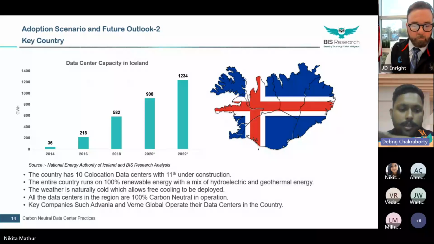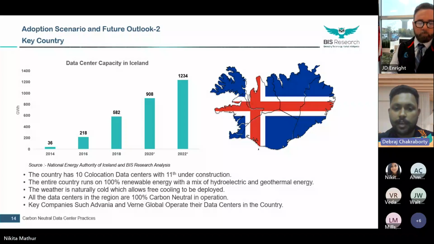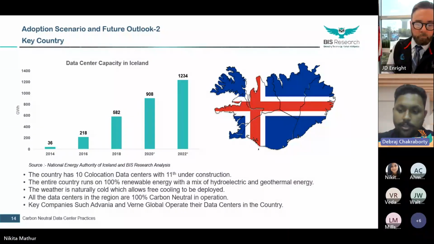So currently, the country has a capacity of somewhere around 1,000 to 1,200 gigawatt hours. There are 10 co-location data centers, with an 11th one under construction, and these are huge data centers. There are other modular small data centers also operating in the market, but their share is pretty much less. All these data centers are running on 100% renewable energy, a mix of 70% hydroelectric and 30% geothermal. The energy or the heat that is being generated from these data centers is being utilized for office cooling and district cooling.